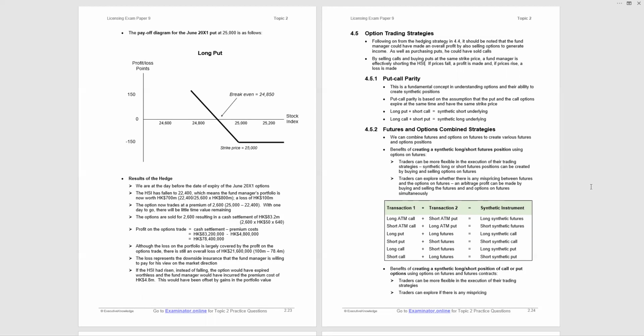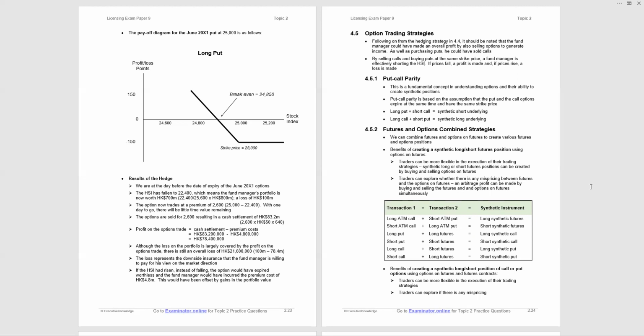That's on the portfolio. Now let's consider the result of the hedge. The option now trades at a premium of 2,600. How do we get that? Well, it's the 25,000 strike price minus the current value, which is the same as the index because there is no time value. And so the option is trading at a premium of 2,600 just before expiry.